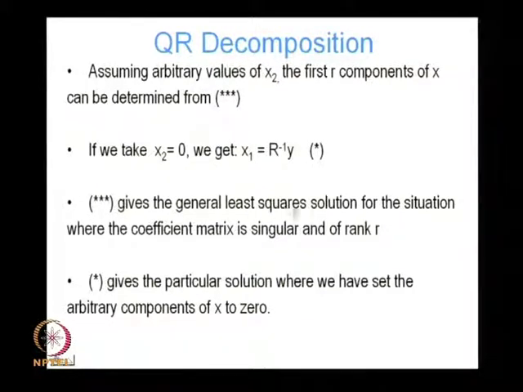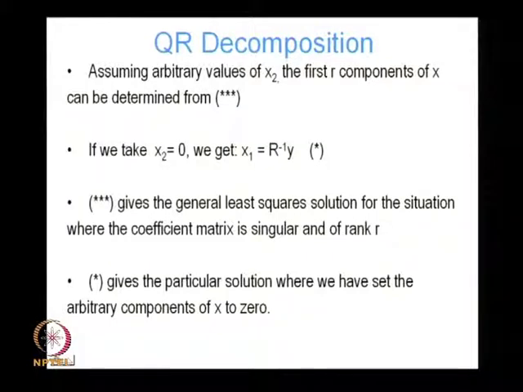So, this equation gives the general least square solution for the situation where the coefficient matrix is singular and of rank R. There are infinitely many least square solutions, because my x2 are arbitrary. Those n minus R components of x are arbitrary. I can make them 0, I can make them anything I like, but they all satisfy the least square solution. They all minimize the residual, they all satisfy the least square criteria. So, there are infinitely many least square solutions to the problem.